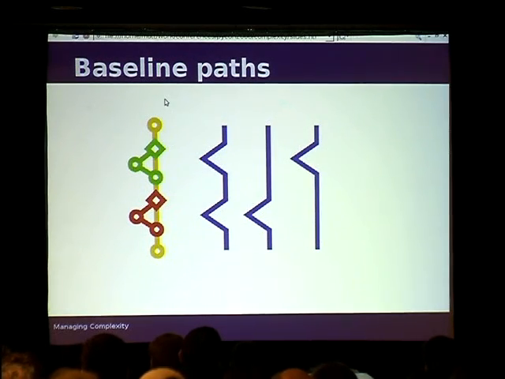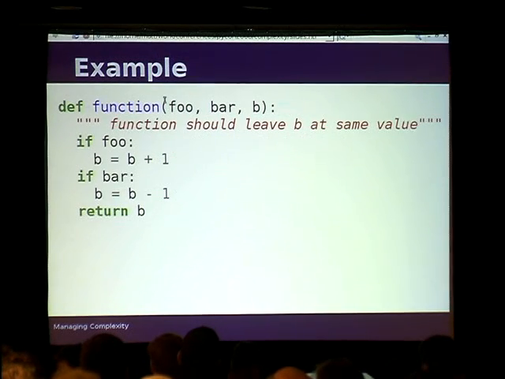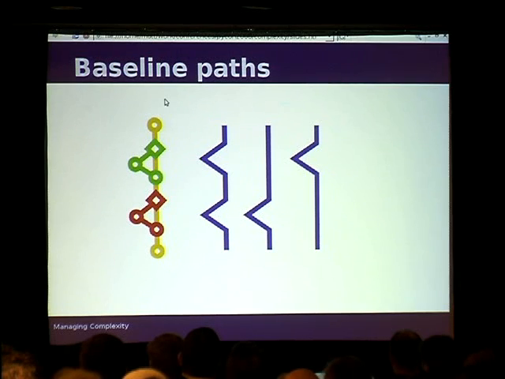And here's a graphical example of the code. I should have mentioned, this code has a bug. If you're using complexity and the baseline path, you're guaranteed to find this bug. If you're doing line coverage or branch coverage alone, you're not guaranteed to find the bug.